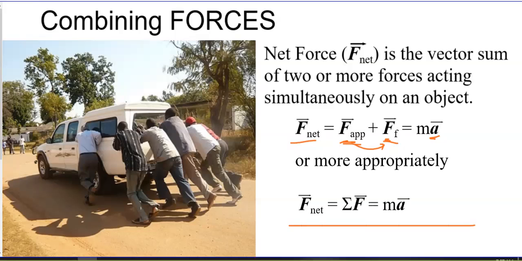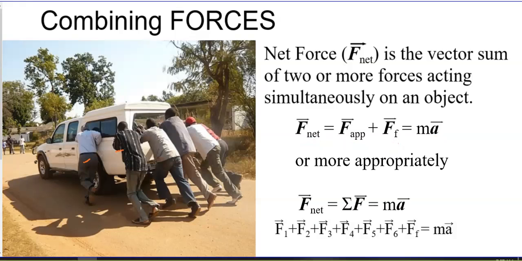So more appropriately, your net force is just the sum of all the applied forces acting on the actual mass, which equals your mass times your acceleration. In this case, we have 1, 2, 3, 4, 5, 6 gentlemen pushing this truck, and this truck is on the road, so it's probably providing some kind of resistive force going backwards. So when I add up all 6 of their forces, I'd have to add on the friction as well.